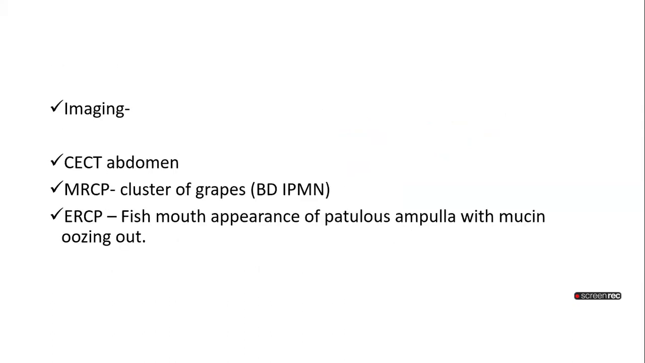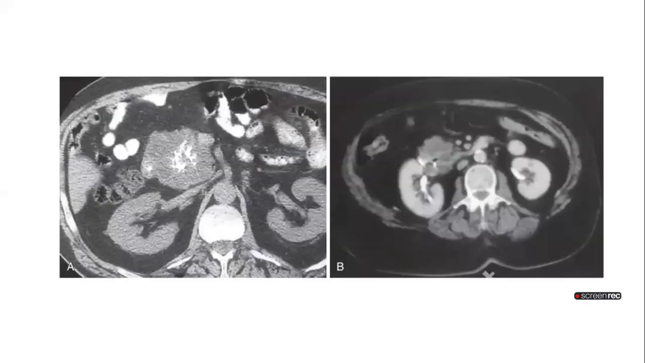So next line of investigation is imaging. So CECT abdomen, MRCP, which is showing the cluster of grapes appearance in case of branch duct IPMN, and ERCP, which is showing the fish mouth appearance of patulous ampulla with the mucin oozing out. Now we are going to see about the imaging slides.